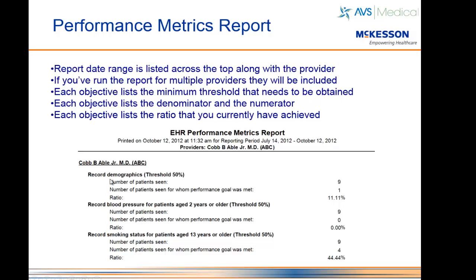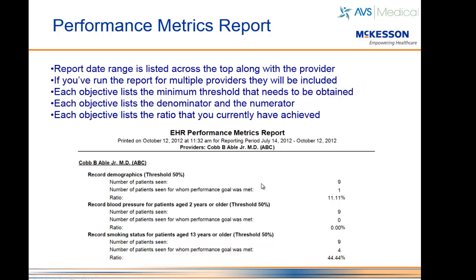So here, the first one, we see record demographics. And to the right of that, we see the threshold. So this is the minimum acceptable threshold that you need to successfully attest. So in the case of demographics, at least 50% of the patients that you saw had to have their demographics recorded in the proper fashion.